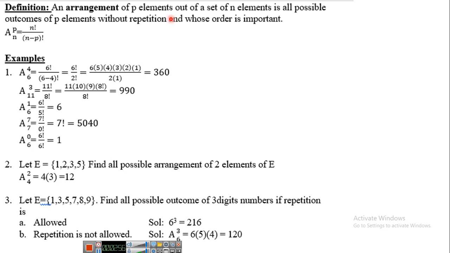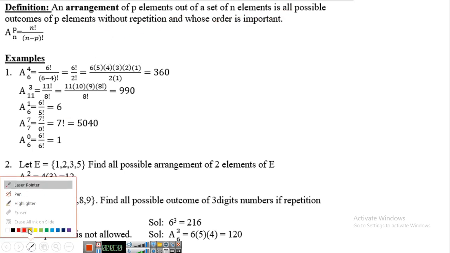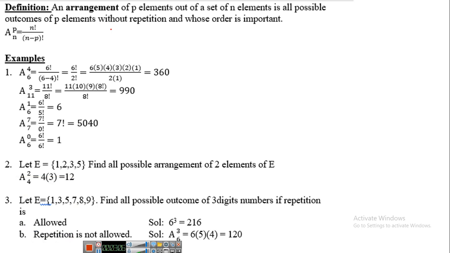An arrangement of p elements out of a set of n elements is all possible outcomes of p elements without repetition. Before, in the p-list, repetition was allowed. Here, repetition is not allowed. Once you draw from an urn, you don't return it before you draw another one. You keep it with yourself and then draw another one. And order is important, so the order of the draw is important.